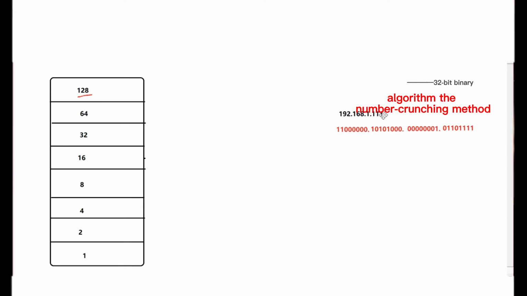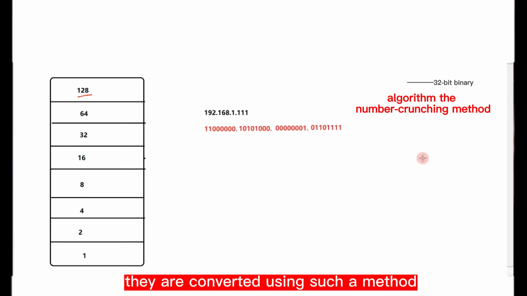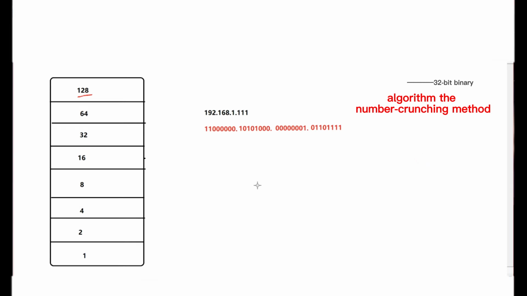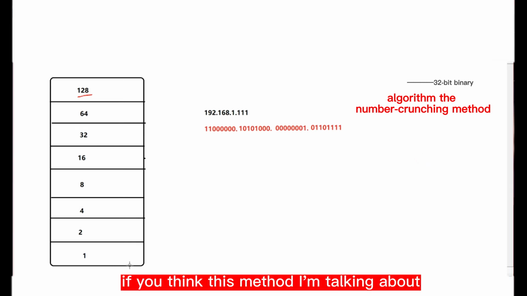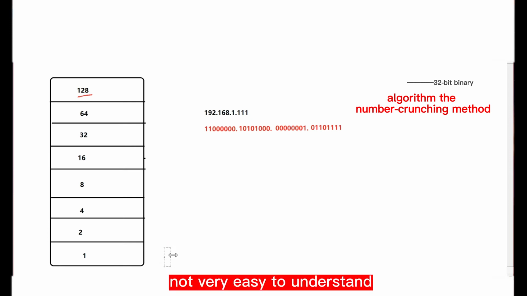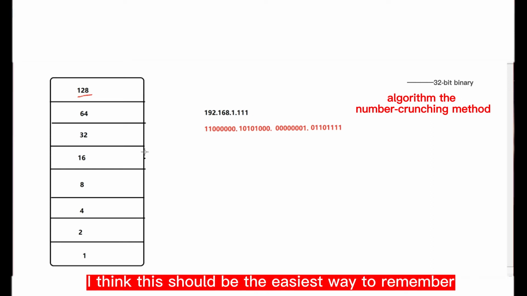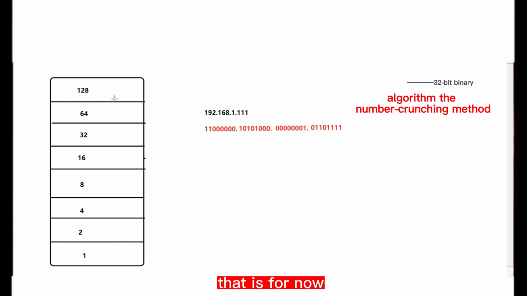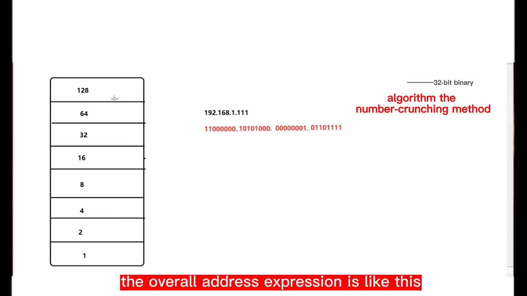Okay. It's in decimal. Below is the binary. They are converted using such a method. If you think this method I'm talking about is not very easy to understand, then you can find another way. I think this should be the easiest way to remember. That is, for now, the overall address expression is like this.